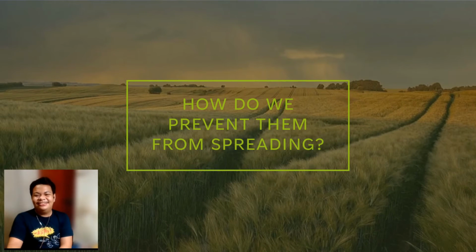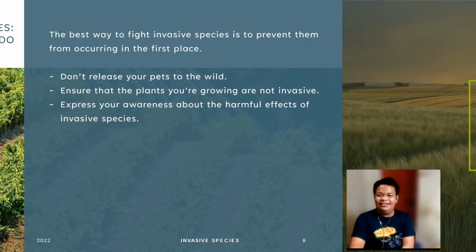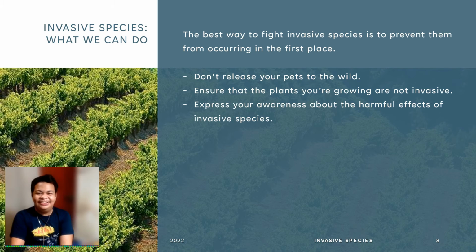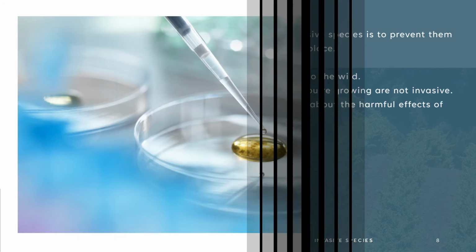So, as regular people, how do we prevent invasive species from spreading? The best way to fight invasive species is to prevent them from occurring in the first place. Firstly, don't release your pets into the wild, because if you do that, it might introduce another set of invasive species. Secondly, ensure that the plants you're growing are not invasive. And lastly, express your awareness about the harmful effects of invasive species.